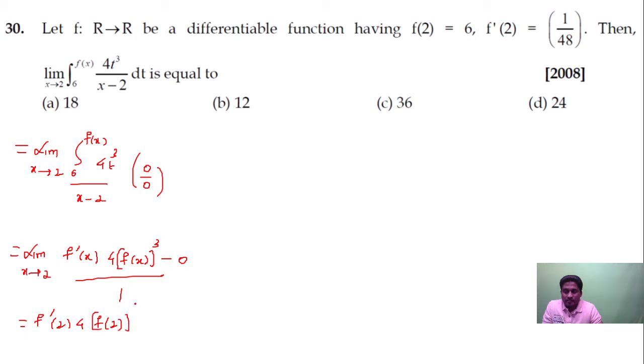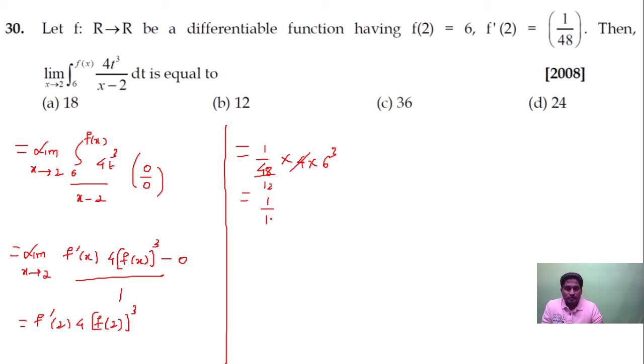These values are already given. F dash of 2 is equal to 1 by 48, into 4. F of 2 is equal to 6, so this is 6 cube. So this is 1 upon 12, 6 into 6 into 6. This will cancel 2 times. 18 upon 2 is 36 upon 2 is 18. Answer is option A.